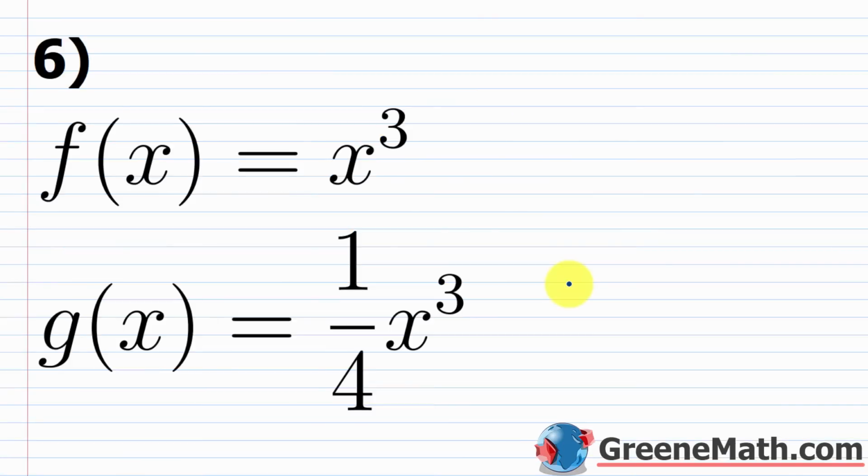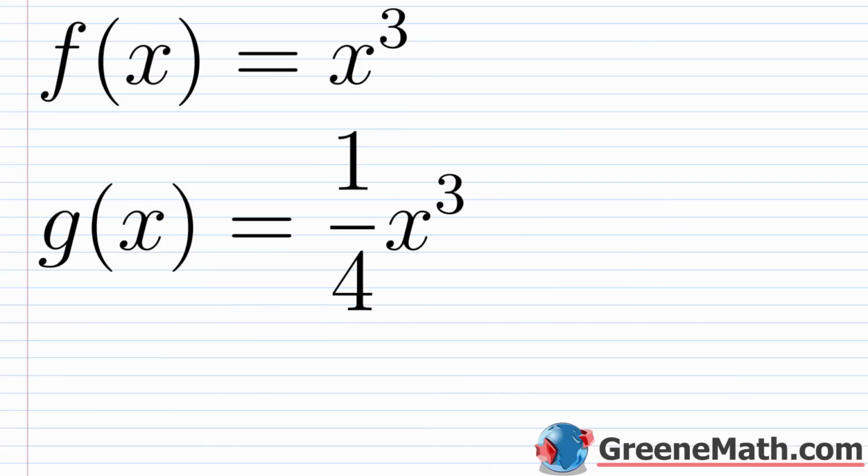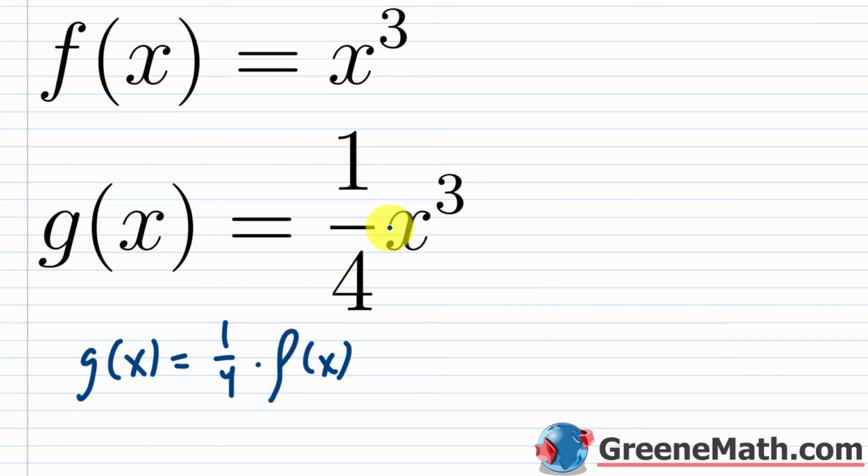All right, for problem 6, we have f of x equals x cubed, and then g of x equals 1/4 x cubed. All right, so again, thinking about this, the 1/4 is on the outside. So let me just write this as g of x is equal to 1/4 times f of x. And again, there are other ways to think about it and other answers that you can get, but I'm just going to go with this because that's the way it's presented to us.